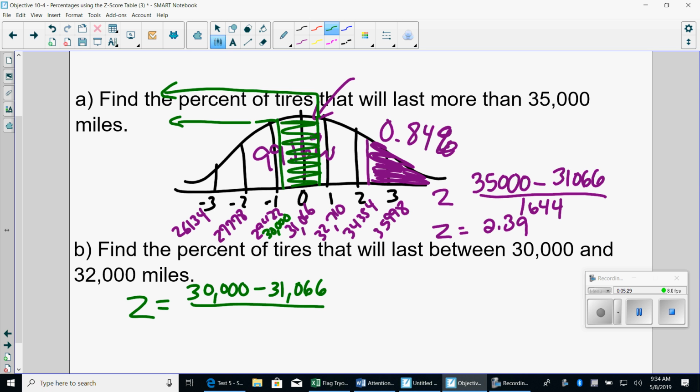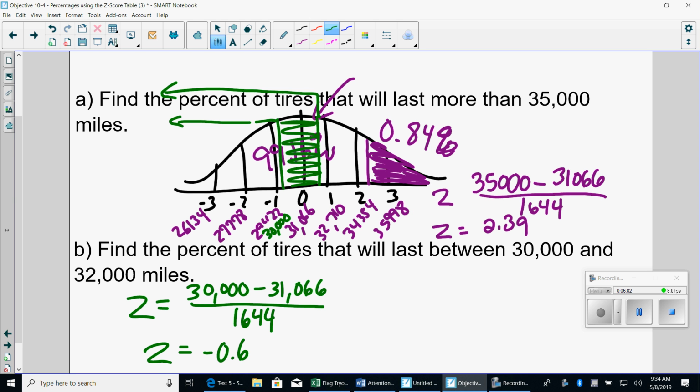31,066 divided by 1644. So do that for me first. Round it to the nearest hundredth. Got it. And then we find it. All right, so what's the z-score? Negative 0.64. Negative 0.6. Here, I got it.